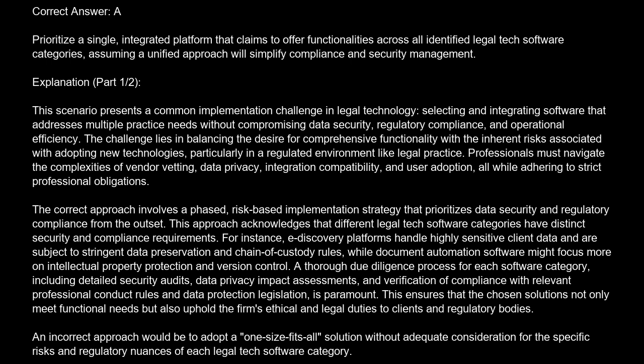A thorough due diligence process for each software category, including detailed security audits, data privacy impact assessments, and verification of compliance with relevant professional conduct rules and data protection legislation, is paramount. This ensures that the chosen solutions not only meet functional needs, but also uphold the firm's ethical and legal duties to clients and regulatory bodies. An incorrect approach would be to adopt a one-size-fits-all solution, without adequate consideration for the specific risks and regulatory nuances of each legal tech software category.